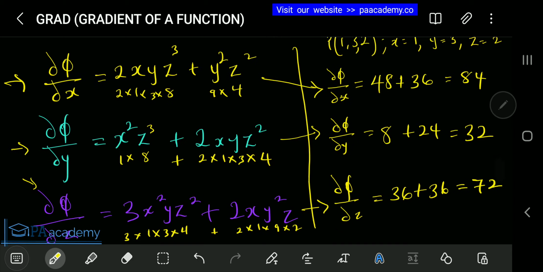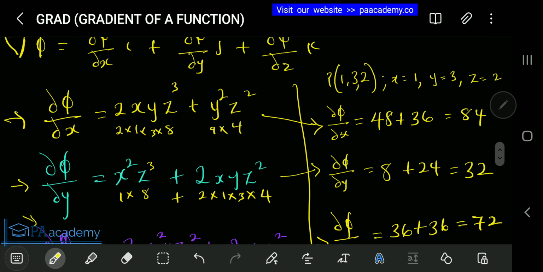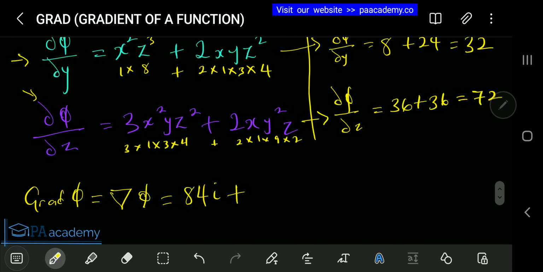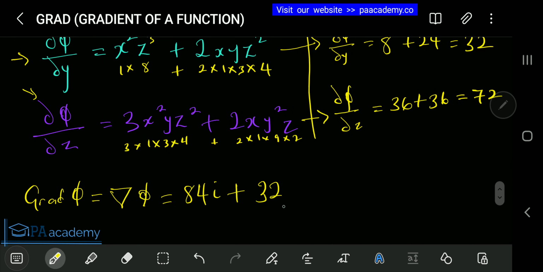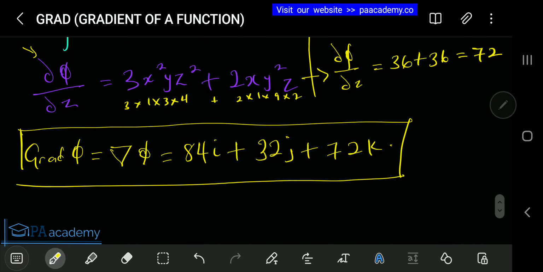Are we good? Alright, so now let's compute. Our final answer will be looking like this. We're going to be having our grad phi, which is the same as writing it with the nabla symbol. Grad phi is equal to, so let's see the first value, 84. So that will be 84i plus 32j plus 72k. And this is our final answer. Exactly. So this is what our final answer will look like.